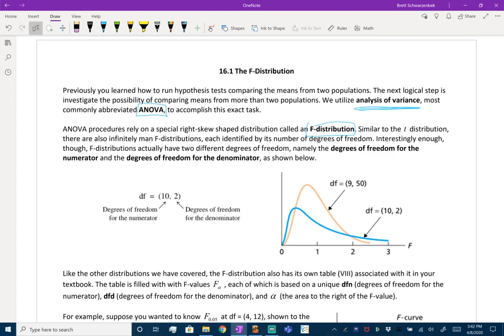There is a similarity between F and T in the sense that T actually had infinitely many versions of its distribution, and what was it based on? It was based on the degrees of freedom. Well, the F distribution also has infinitely many variations of it, and it was once again related to degrees of freedom. But this time, F distributions actually have 2 different degrees of freedom, interestingly enough. So what are the 2 types? Degrees of freedom of numerator, degrees of freedom of denominator.